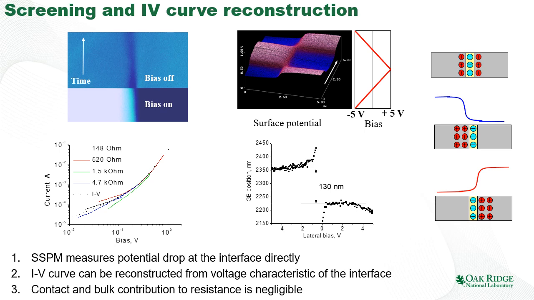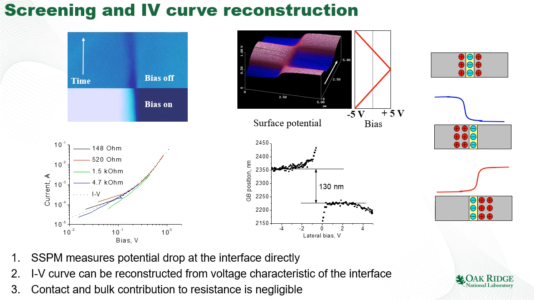Now, the important thing is that we have to contend with the presence of the screening charges. So this is the example of the bias applied across the interface. And then if I turn the bias off, I start to see that the grain boundaries change sign and I have a change in the screening charge. So is this an important effect? In this particular case, not really, because the potentials due to the screening charges don't exceed tens of millivolts, and I measure something of the order of 100 millivolts.